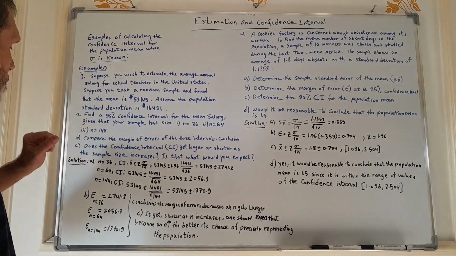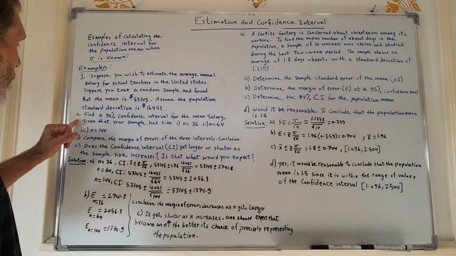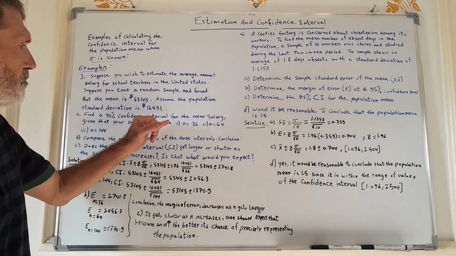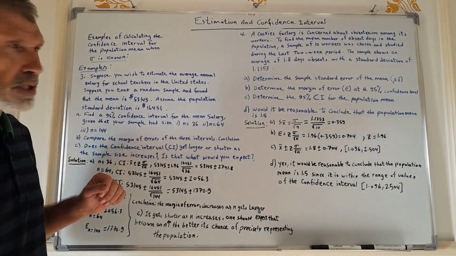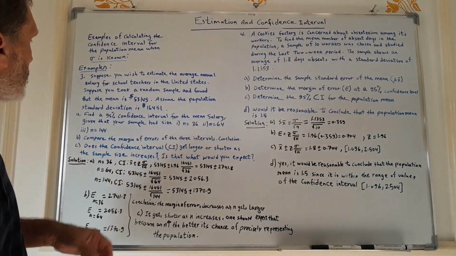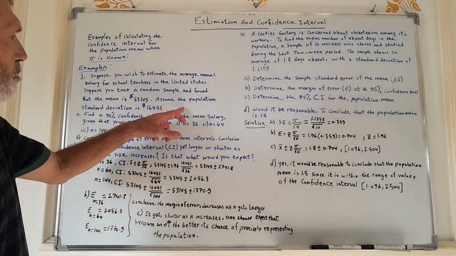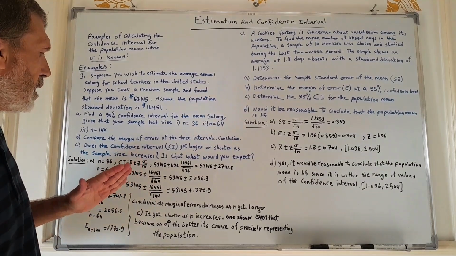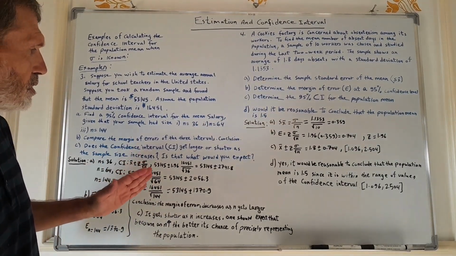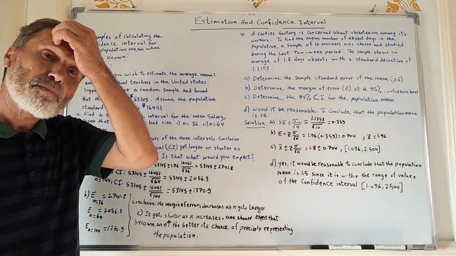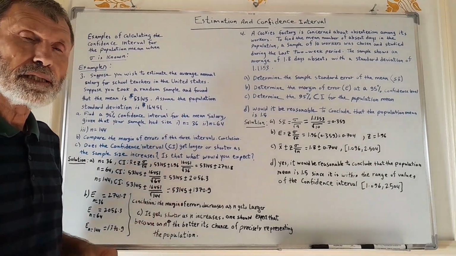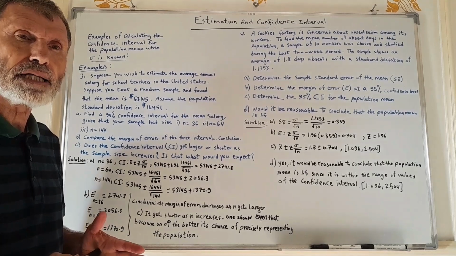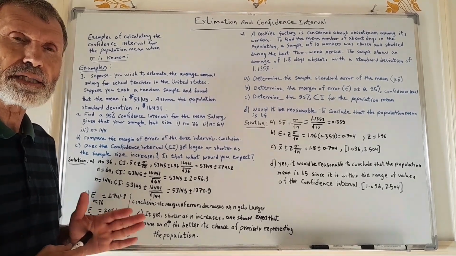We have 3 questions concerning this problem. Part A, find a 95% confidence interval for the mean salary. Okay, since the standard deviation of the population is known, then we use the formula that we have already used, which is x bar plus or minus z times the standard error of the mean, which is sigma over radical n.